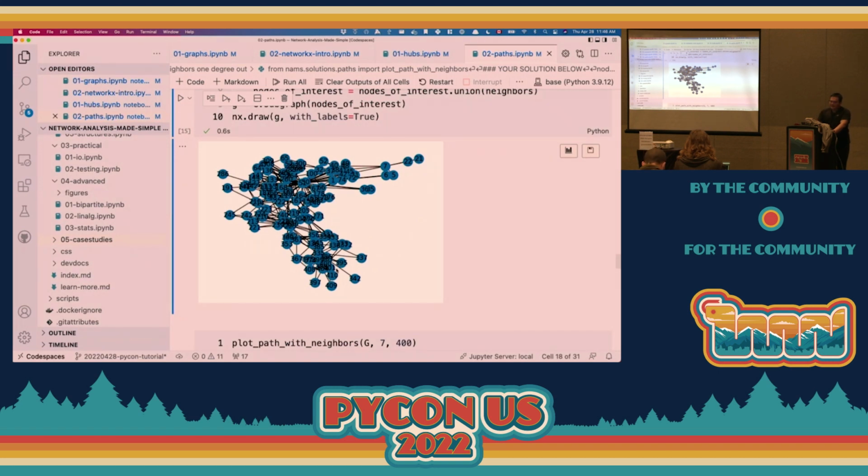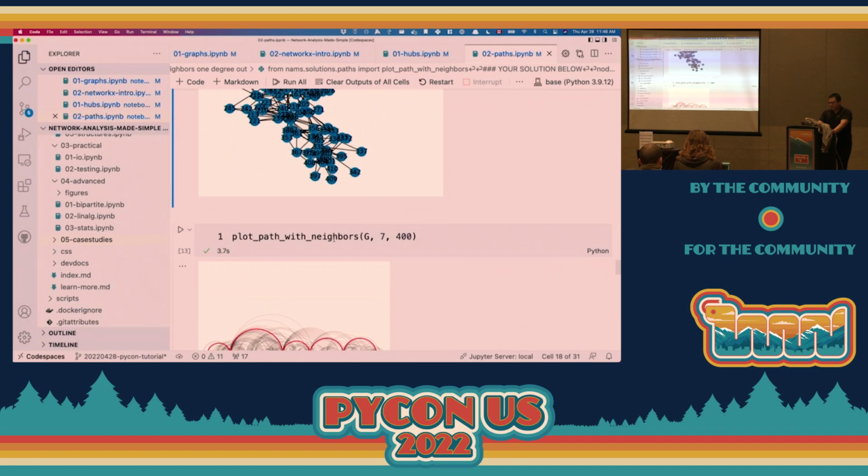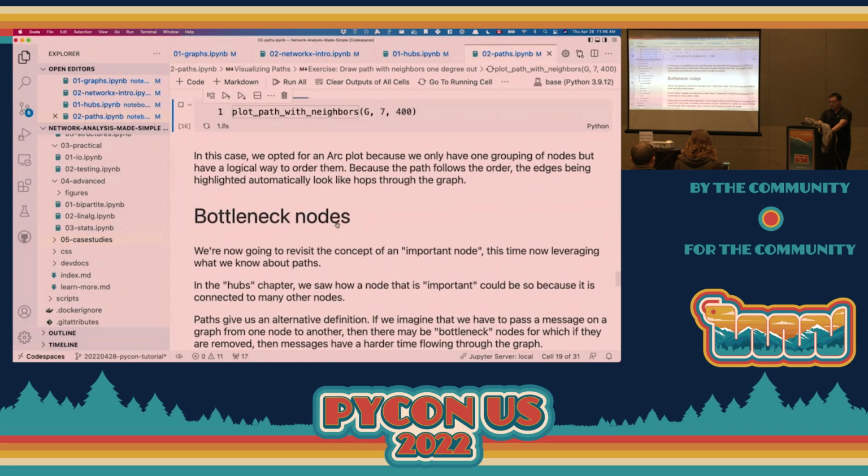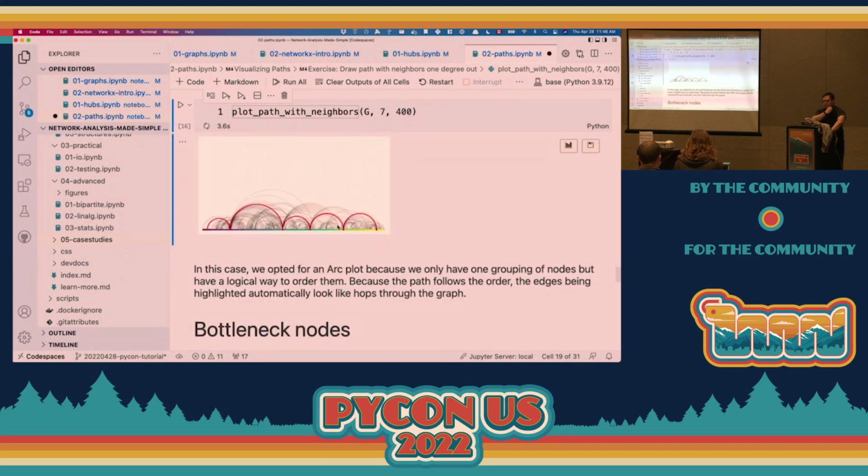For effect, I'm showing again the hairball. You can kind of glean what the path, the chain graph, looks like, but it's not perfect. So in the official solution, we use NxViz to plot the path with neighbors, and we use a little bit of the highlighting capability in NxViz to highlight particular edges that correspond to the original path, and then the rest of the edges show the local structure around that path. Any questions about this?